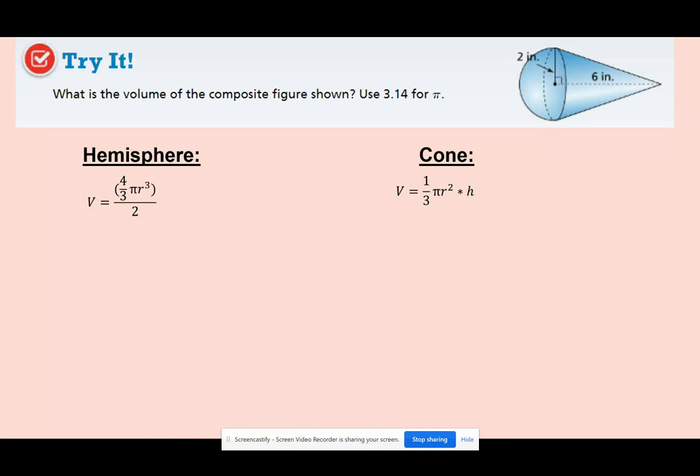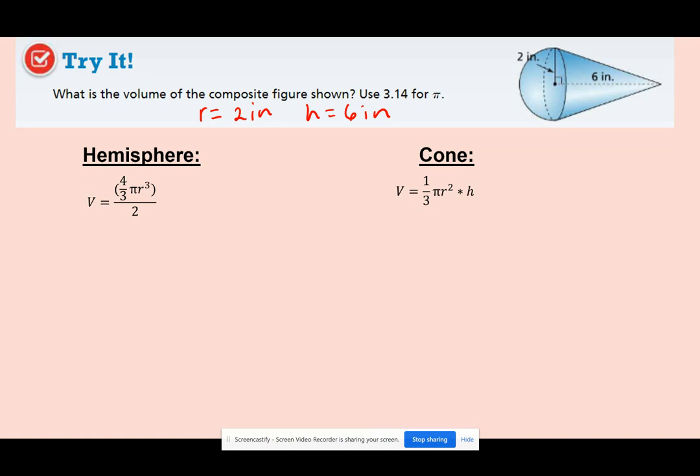All right, so hopefully you had a chance to try these. All right, let's do this hemisphere first. So actually, before we do anything at all, again, I'm going to make a list of what I know. So I know the 2 inches looks like it's half of the circle, so that is my radius. So I can say the radius is 2 inches. And the 6 inches is the height of the cone. Okay, but that's all the information that they give me.